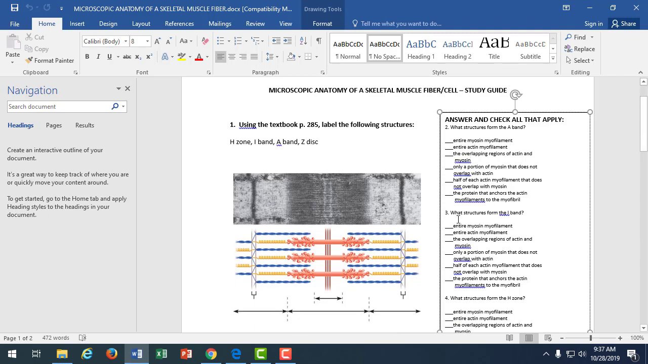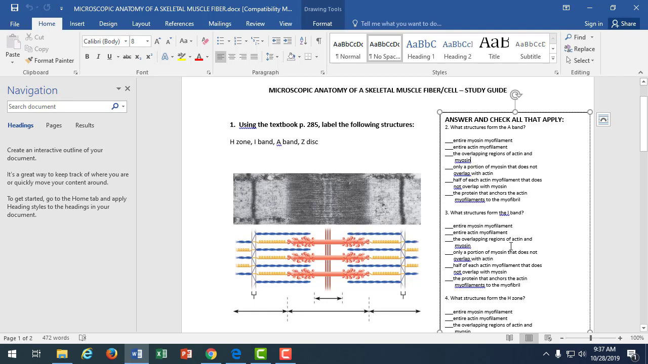All right, what structures form the I band? So we're looking at this region here. The entire myosin myofilament? No. Nope. The entire actin myofilament. Is the entire actin myofilament in the I band? Yes or no? No, because part of it's here in the A band, right? So that can't be the entire one.